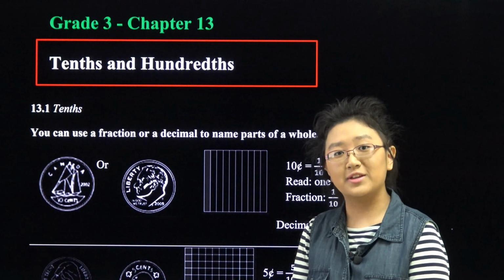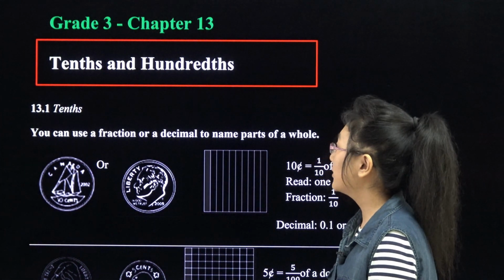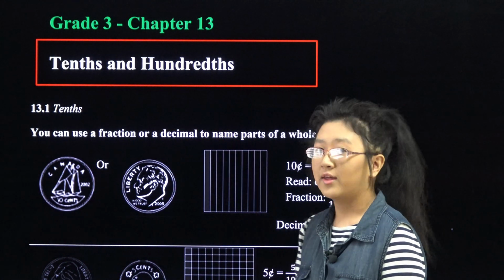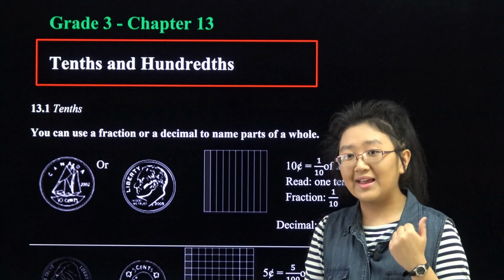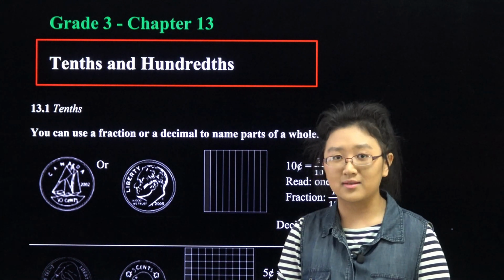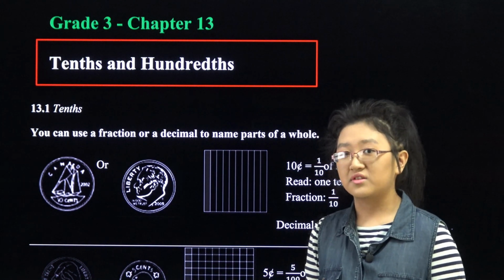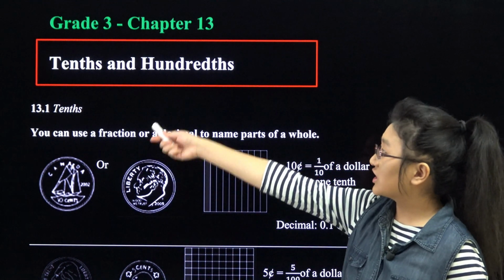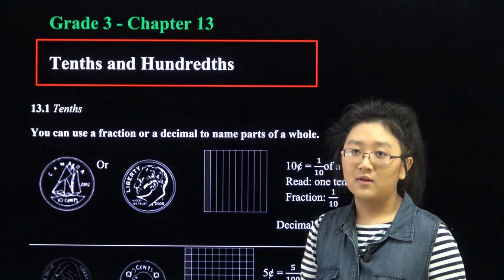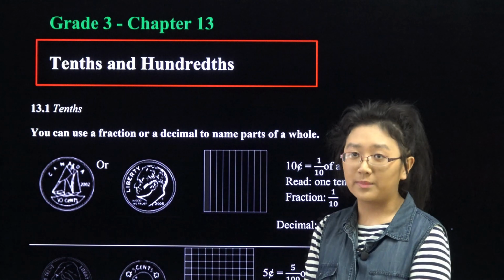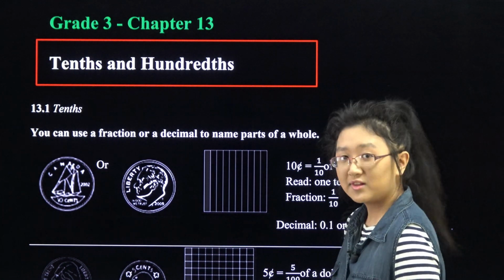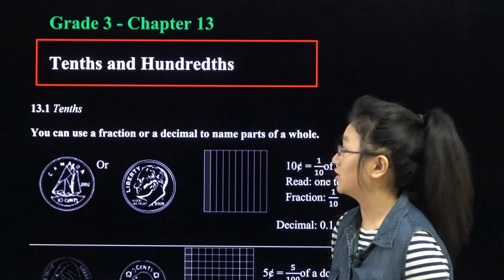Grade 3, Chapter 13, where we will be teaching about tenths and hundredths. Now this may seem familiar, because they are. Remember last chapter where we told you about things like fourths, fifths, sixths? Essentially, tenths is just the same thing. It's when the denominator, or the bottom number, of a fraction is 10, and hundredths is, well, when it's 100.